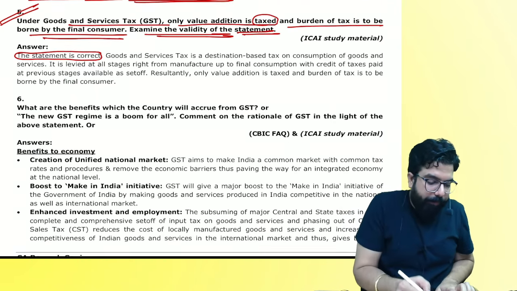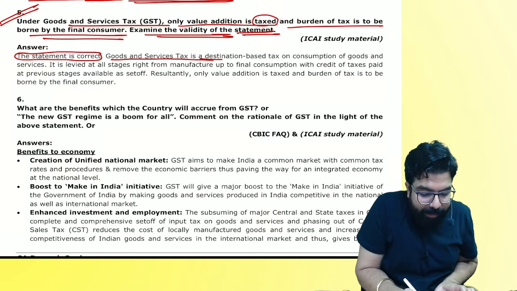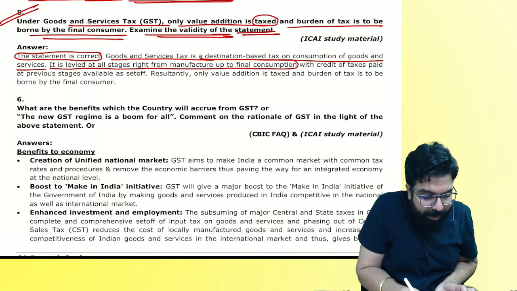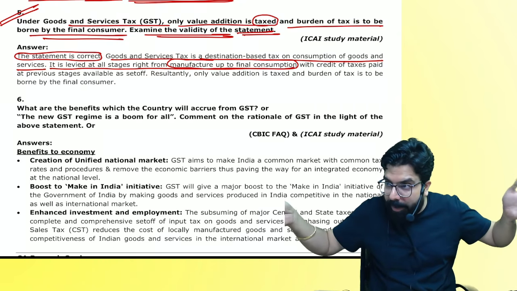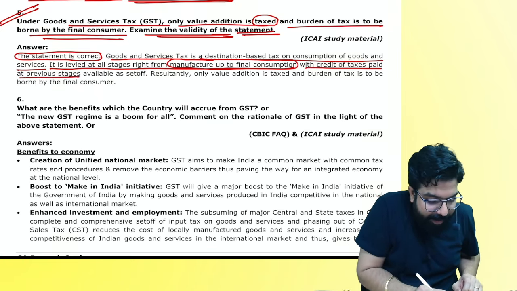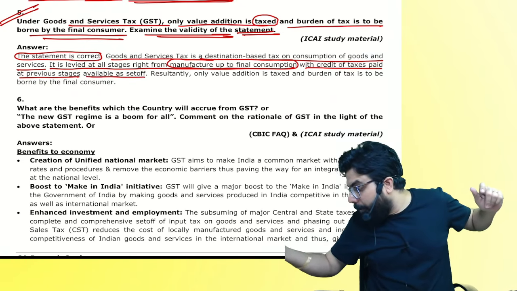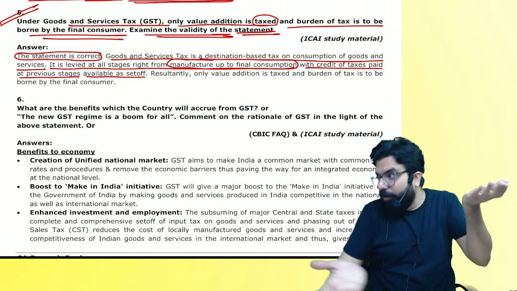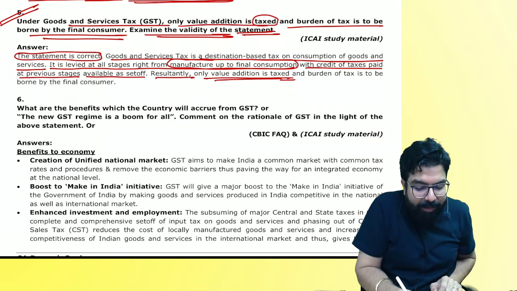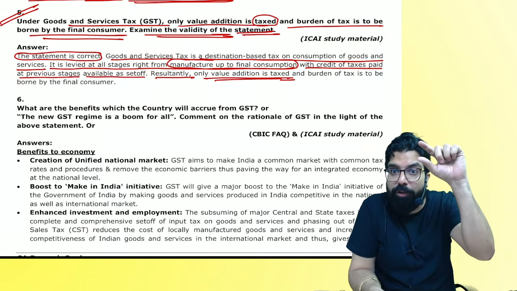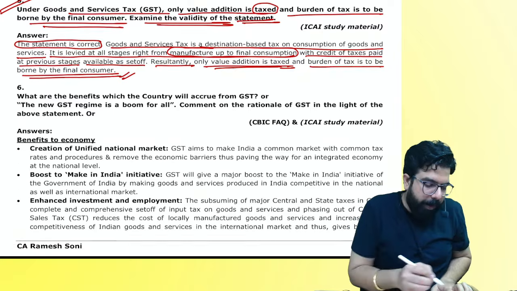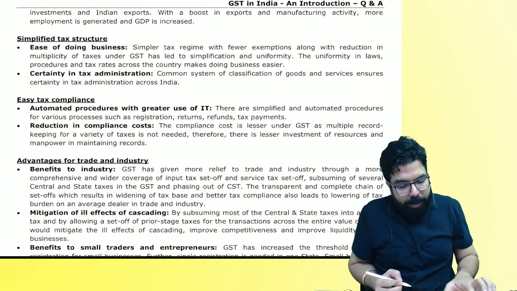Correct. See here. Goods and service tax is a destination-based tax on consumption of goods and it is levied at every stage right from manufacturing up to the final consumer. Did I tell you already? Manufacturer till the final consumer, it is levied at every stage with credit of tax paid at the previous stage available for set-off. Whatever tax I pay, I will get the credit and I can use it too. Do you guys agree with me? Resultantly, only value addition is taxed. Did I show you that only the value addition which you do, on that tax will come, and the burden of the tax is shifted to the final consumer? Did we learn about the benefits, everyone? Here, all the benefits are given.